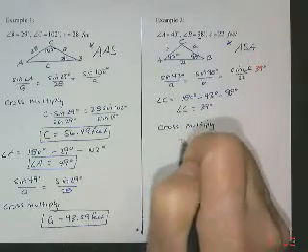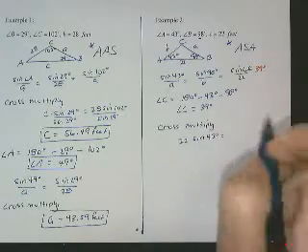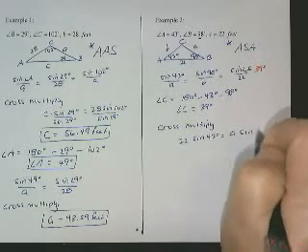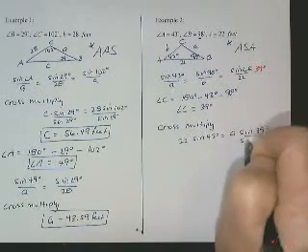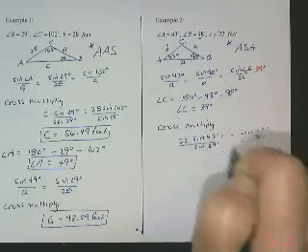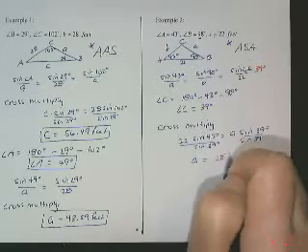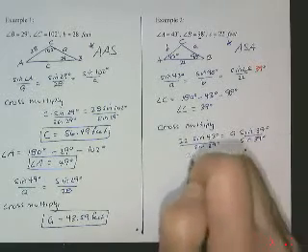I get 22 sine of 43 degrees equals A times the sine of 39 degrees. Divide by the sine of 39 degrees, and I get A is equal to 23.84 feet.